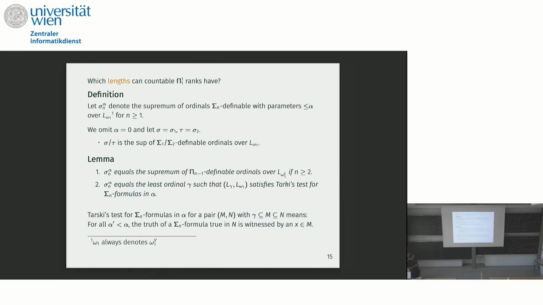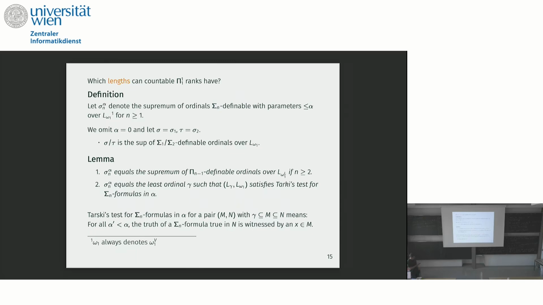And then this is also equivalent to the least ordinal satisfying a kind of submodel criterion. We don't say it's a Σ1 or Σ2 submodel, but it satisfies Tarski's test. So Tarski's test says, if you have a Σn formula that's true in the larger structure, then it has to have a witness in the smaller structure. That's true for every elementary substructure, but we don't allow parameters, so it might be weaker.